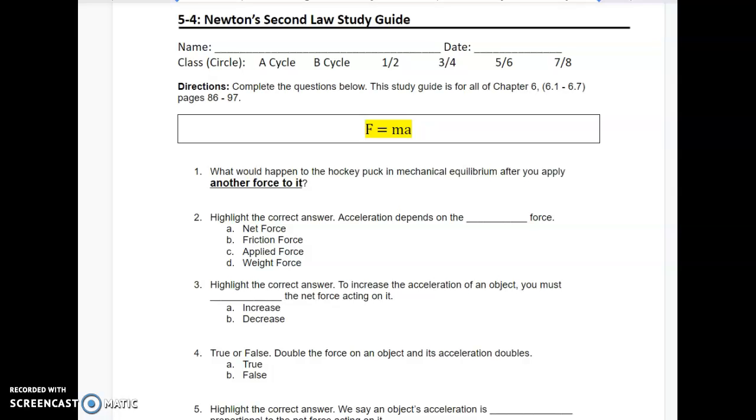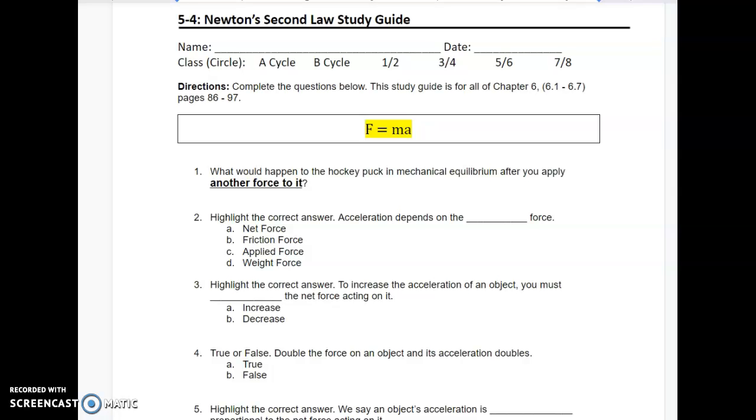It can be written as F equals ma, it can be written as a equals F over m, and it can also be written as m equals F over a. So make sure that you know how to use those different variations and make sure that you know what each of these variables stand for and also their units.